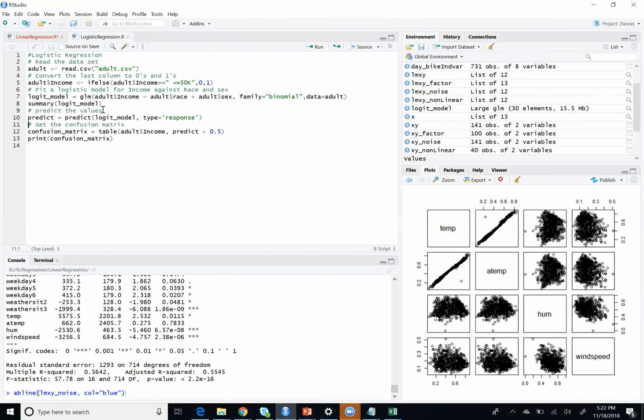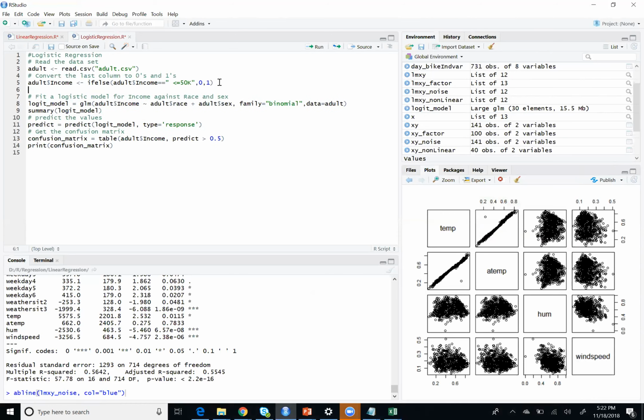It's very simple. Put the adult.csv in the same folder where you're writing logistic regression. Read the CSV file, and then first make the income into a category. How do we make it into a category? Anything below 50K, we will put as 0. Anything above 50K, we'll put as 1. So we will convert the last column into zeros and ones.